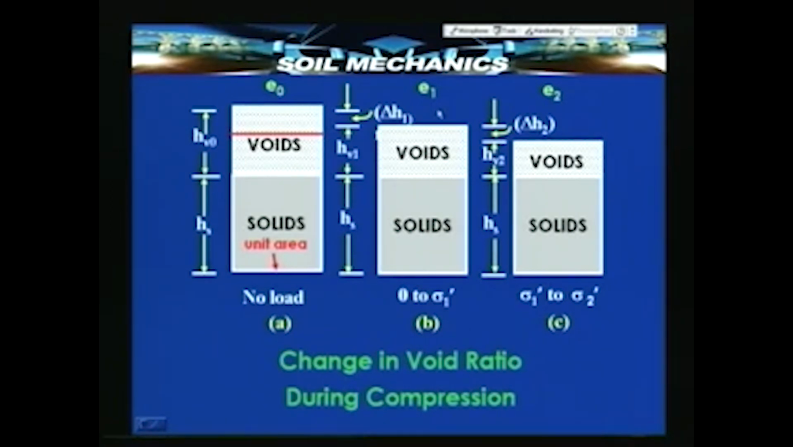is E 1. Now, suppose the stress is further increased from sigma 1 dash to sigma 2 dash, solids still remain the same, the height still remains the same H s, the voids further decrease to a value H V 2, or there is a settlement equal to delta H 2 and the new void ratio is E 2. So, now we find that as the stress goes on increasing, there is a reduction in height, there is a reduction in void ratio, and it is this void ratio and the resulting decrease in height which we are interested in knowing. Change in void ratio is what we want to know.